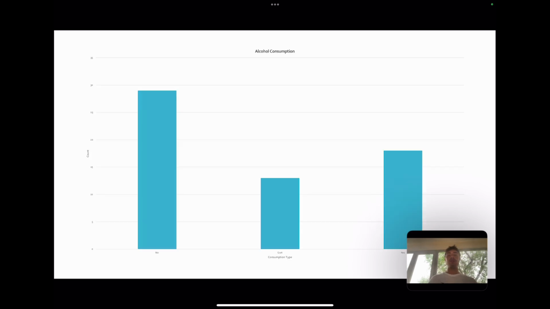The bar chart here shows the largest group is those who do not drink alcohol, followed by those who currently drink, and then those who have quit. This helps us to understand the distribution of alcohol consumption in our group.